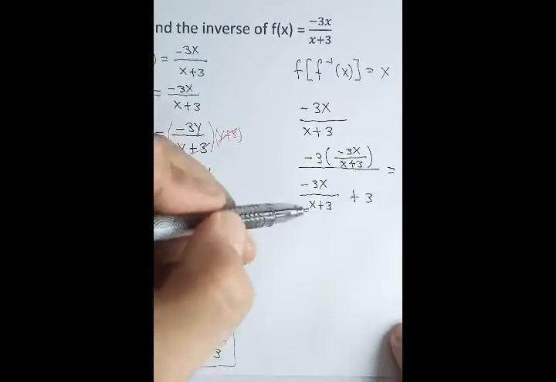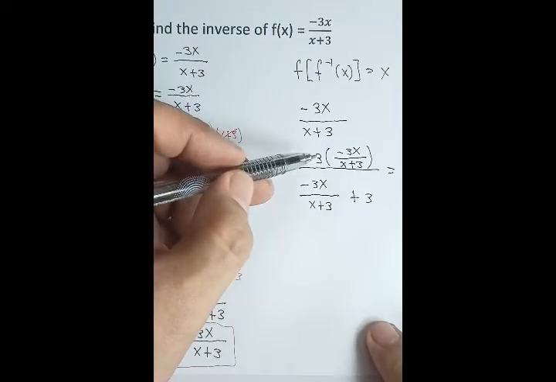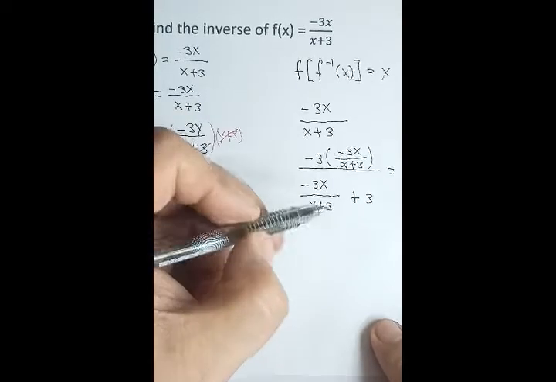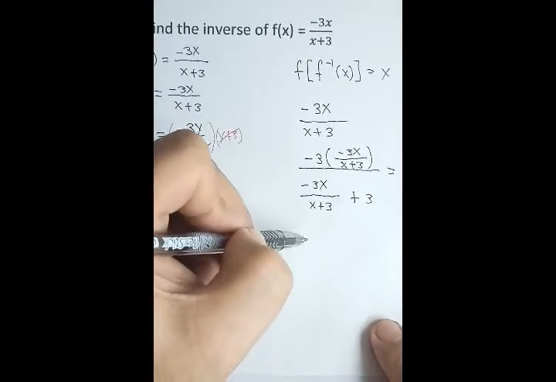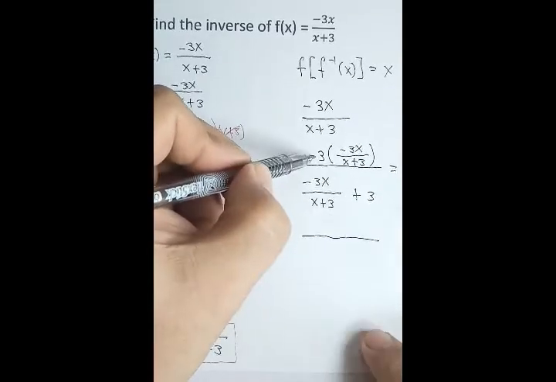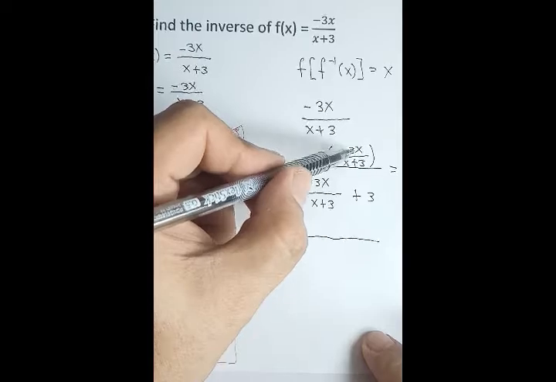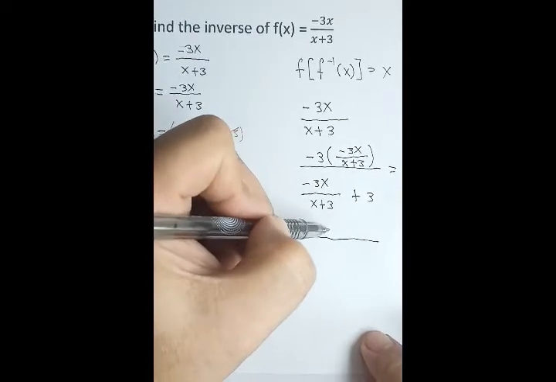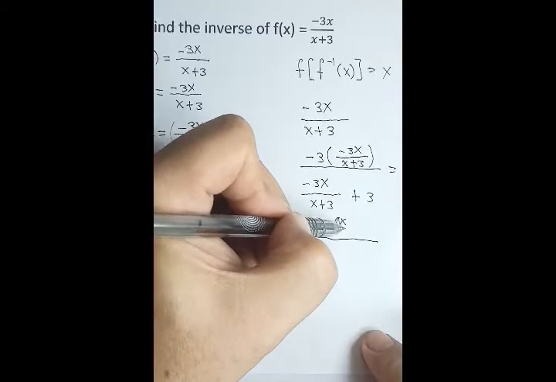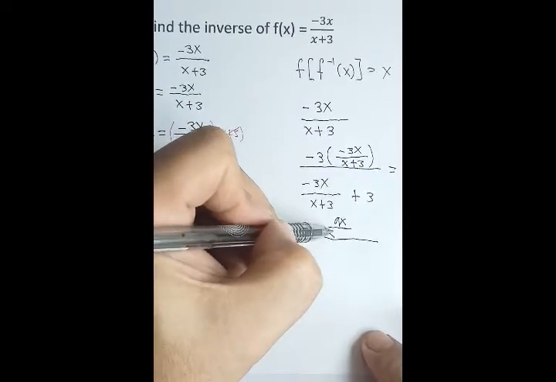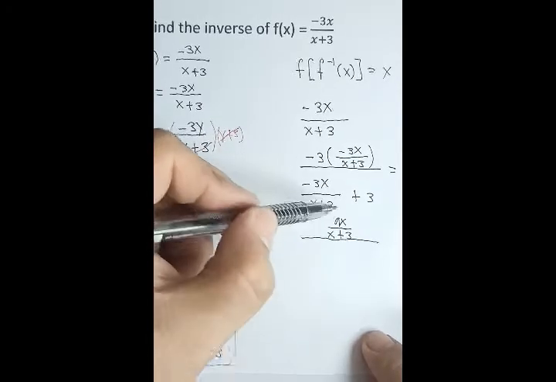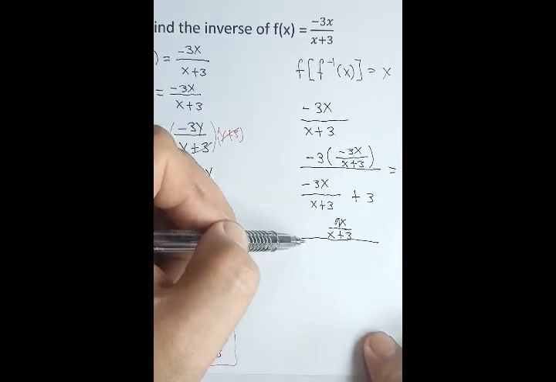Okay, so first atong i-simplify ang numerator. So may tabuan na itong numerator. Negative 3 times 3x. So we have 9x over x plus 3. So 9x over x plus 3.